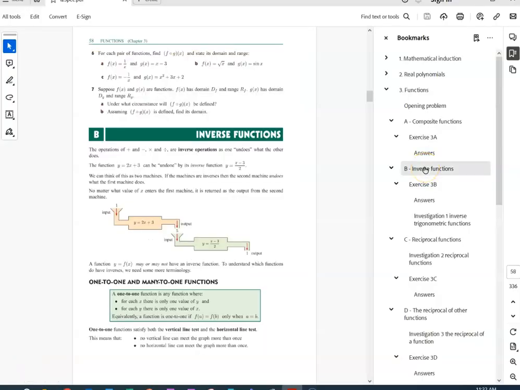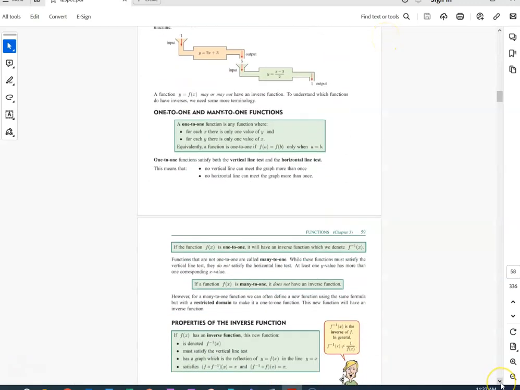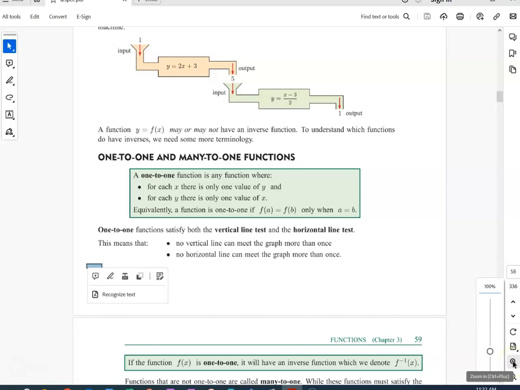Your textbook has a nice sort of definition. I've just summarized it a little bit. No, I can't make that bigger. My touch board has left me.